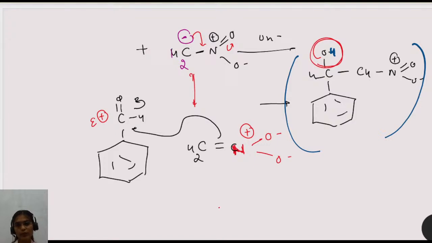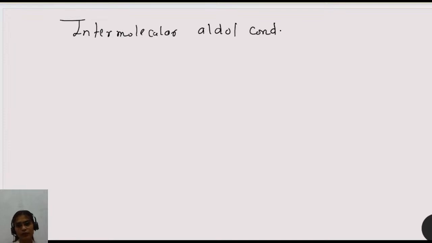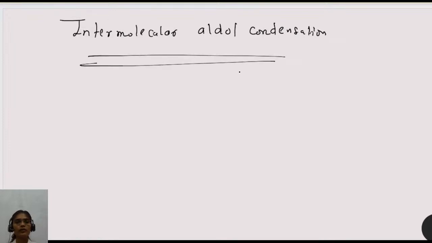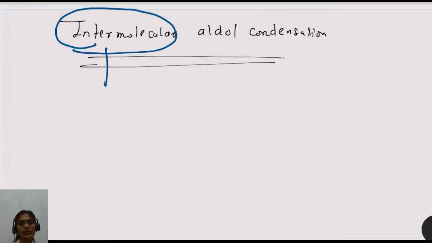Let's see the last type of aldol condensation, that is intramolecular aldol condensation. It's very frequent, a common one. Intramolecular aldol condensation, the last type of aldol condensation. Okay, cool. So what is intramolecular aldol condensation? We discussed many times the meaning of this word. Sorry, intra, I'm really very sorry. It's not inter, it's intramolecular. So what is the meaning of intramolecular? That is inside the molecule.